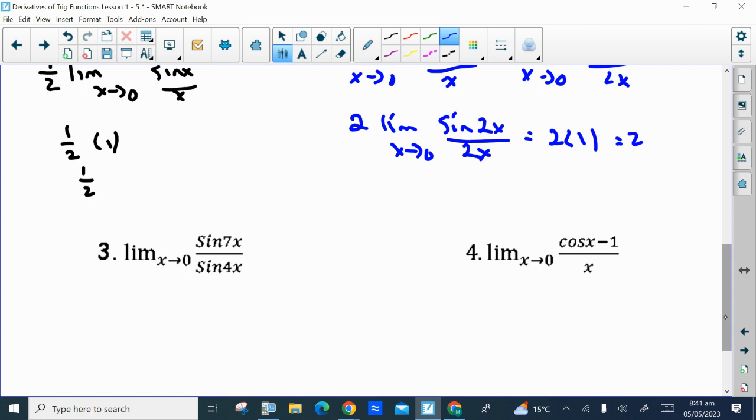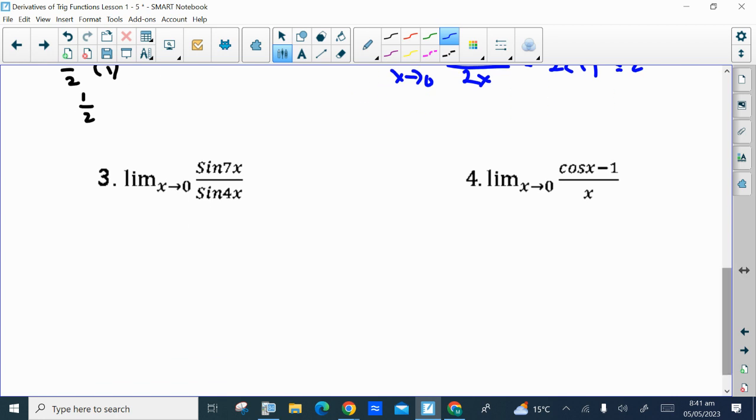Number 3. We have sine 7x on top, sine 4x on the bottom. So again, we've got to do some work. What we would do as an initial step is rewrite this as the limit as x approaches 0 of sine 7x over 1, all divided by sine 4x over 1. Remember, we need to have the same denominator as the argument.